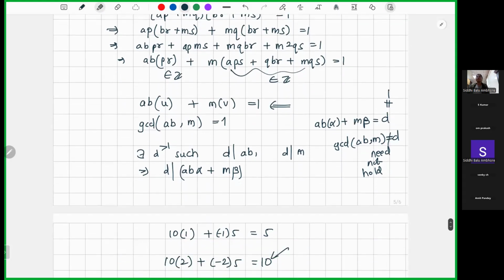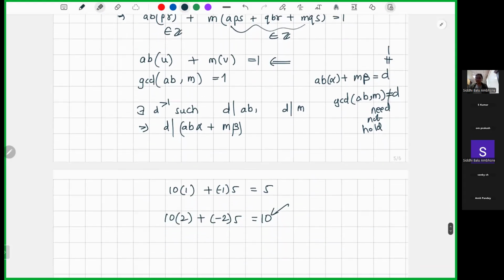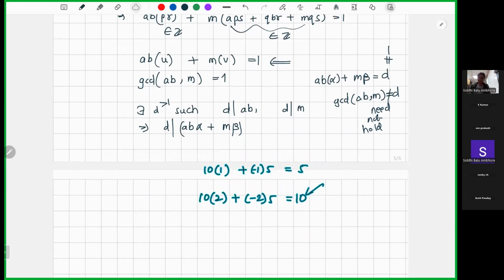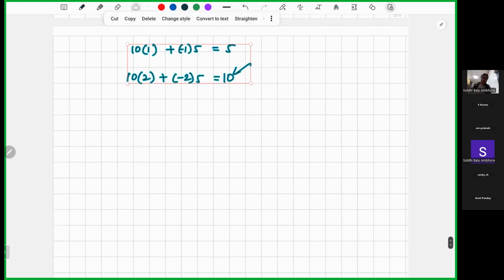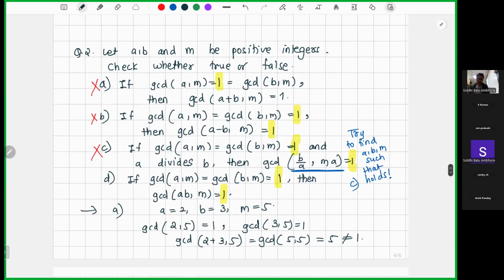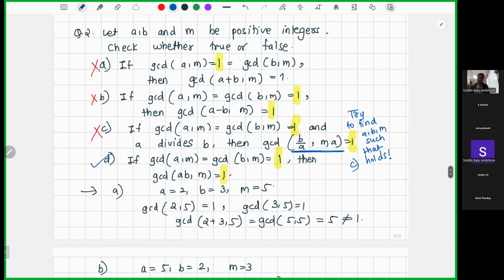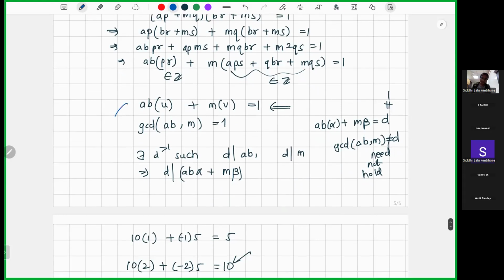Is this okay? Let me just shift this a little bit. Let us go to the next question now. I hope this is okay with everyone. If there is any doubt, please let me know. I think we solved all four options, right? This one holds, this one is true. And this one we can conclude only in case of GCD 1.